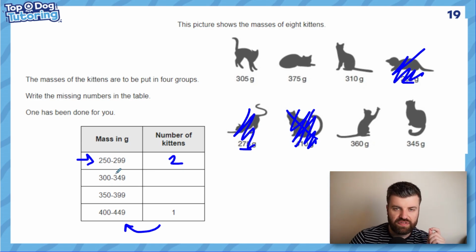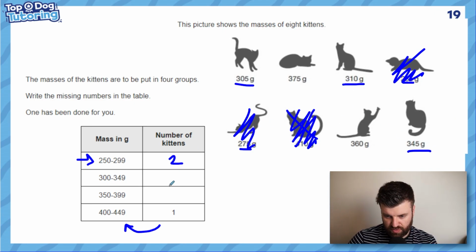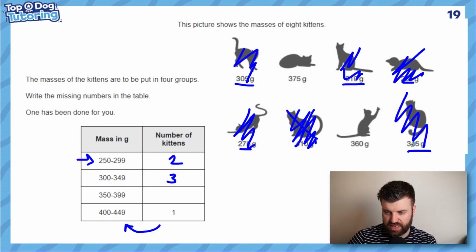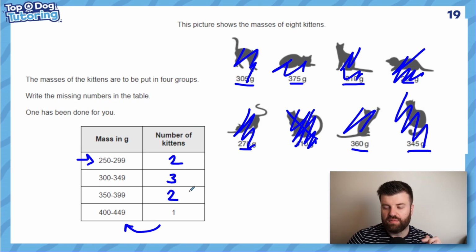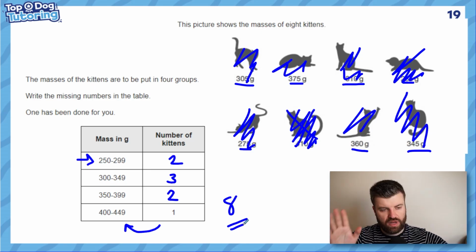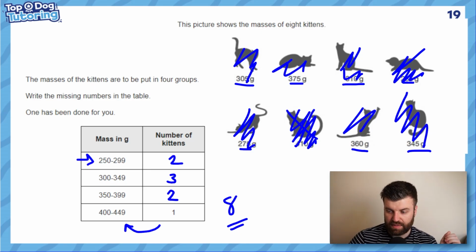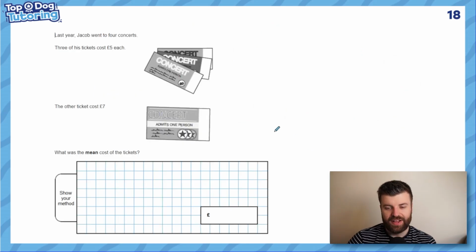How many kittens are in the first half of the 300s? 300 to 349. 1, 2, 3 kittens. So put a 3, cross them out, make sure we don't count them twice, and then it should be from 350 up to 399, 1, 2 kittens. Awesome. How can you check and make sure? Well, there are 8 pictures of a kitten there. 2 plus 3 is 5, plus 2 is 7, plus 1 is a total of 8. We've checked it. It seems to work. If we get time at the end, we can come back and make sure they're all in the right space.